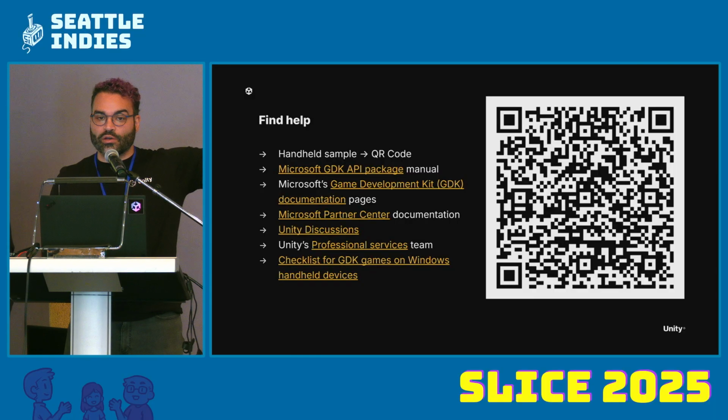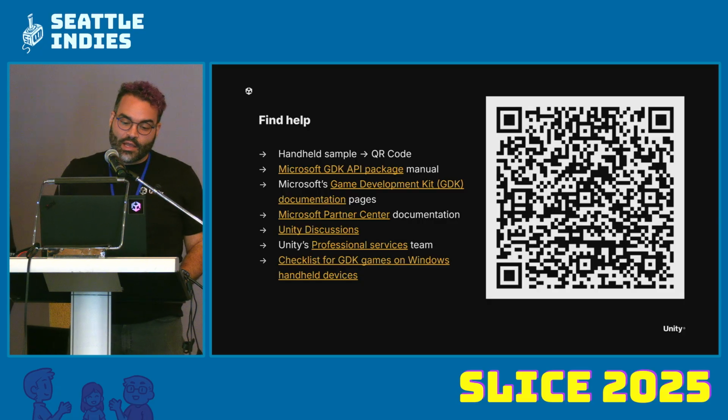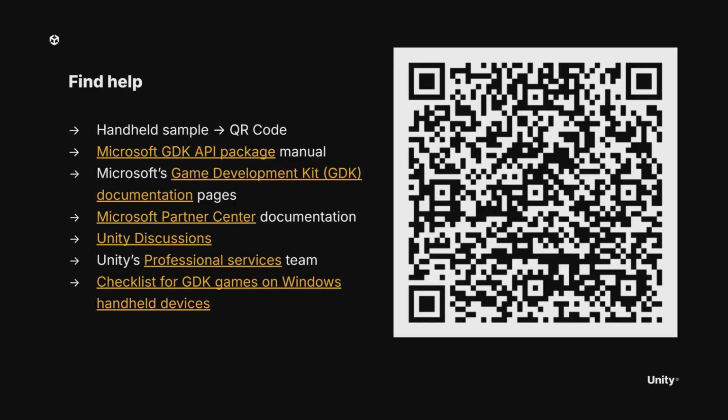So where do you find help if you need help? Again, this is the QR code to the handheld sample that Microsoft has developed. If you need more help, we have the documentation of the GDK API package that is available on Microsoft's website. You can also go to the Partner Center documentation as well. Unity Discussions is a great place to post your Unity questions. And if you need professional help and you need to hire some folks from Unity to help you out, we have Unity Professional Services as well.